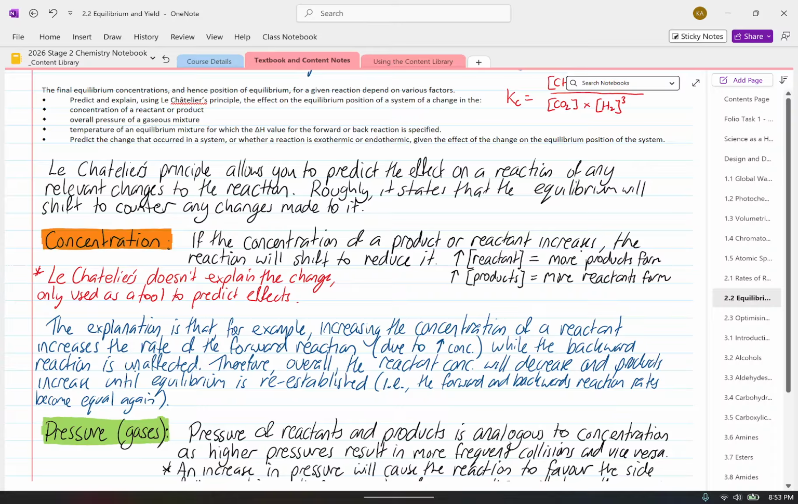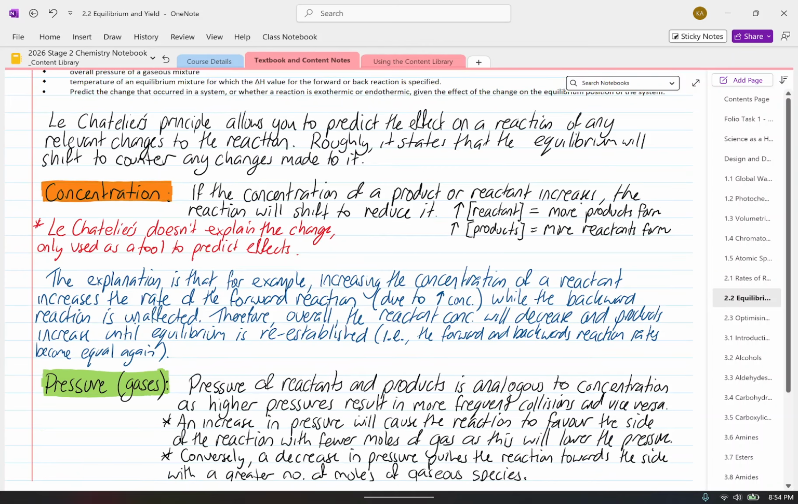Now I said here that Le Chatelier's principle does not explain the change, but here is the explanation. The deal is that reaction rates are affected by the concentration. If you increase the concentration of reactants, that is going to make the reactants reacting together happen more quickly. So you're going to have a net forward reaction to reduce that, which is going to reduce the amount of our reactants, and it's going to make the products increase.